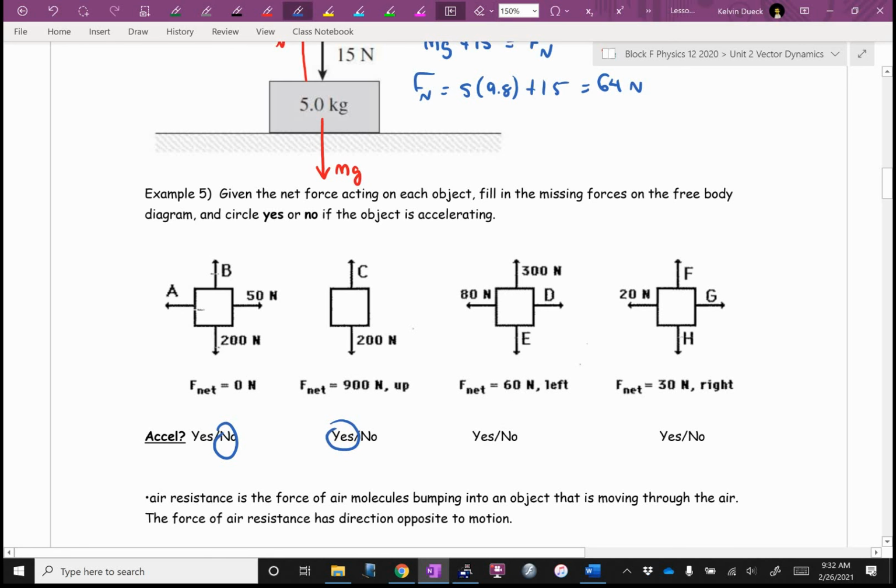Accelerating, yes or no? Has to be. If the net force is not 0, it has to be accelerating. And I can even be more specific, in the same direction as the net force. Okay, now let's fill in the missing forces.